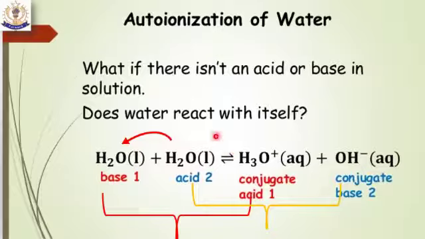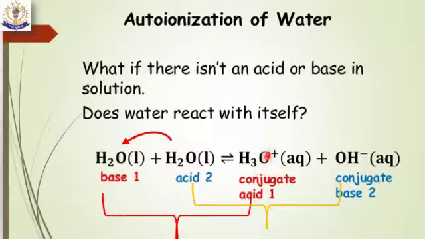To understand this, let's focus on this reaction where two water molecules are reacting together to produce these two ions. Here, according to the Bronsted-Lowry concept, this water molecule is donating a proton and is acting as a Bronsted-Lowry acid, as a Bronsted-Lowry acid is a proton donor. Here, this water molecule is accepting that proton, so it is acting as a Bronsted-Lowry base, because a Bronsted-Lowry base is a proton acceptor. As a result, this water molecule forms hydronium ion.